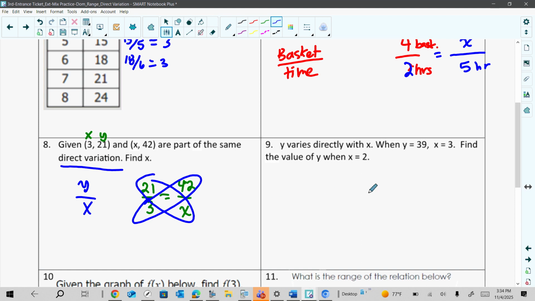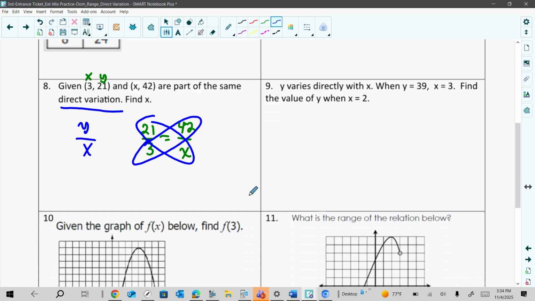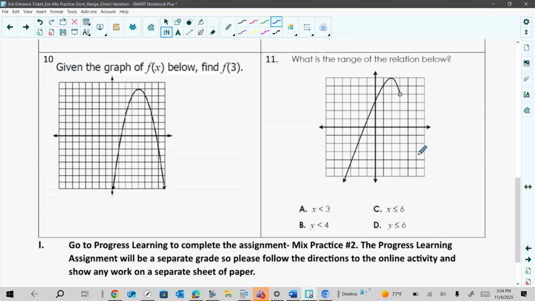So number 8 and number 9 are very similar to solve. You do need to use y over x. Okay, y varies directly with x. If when y is 39, x is 3. This is when you find the value of y. Y is the value on top when the x is 2. All right, and then the last 2 questions.